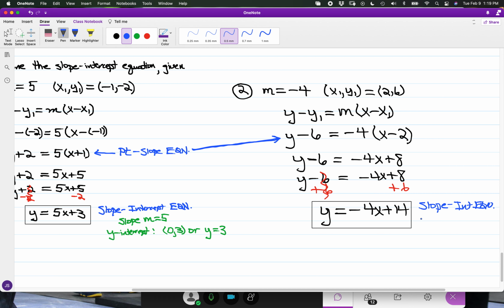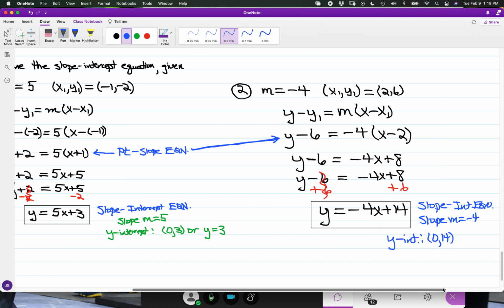And again, we have the slope is equal to negative 4. And the y-intercept, this time, if you put this in coordinate fashion, we'll have (0, 14), or y is equal to 14.